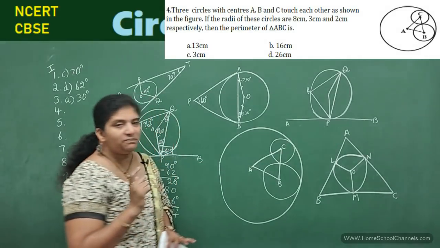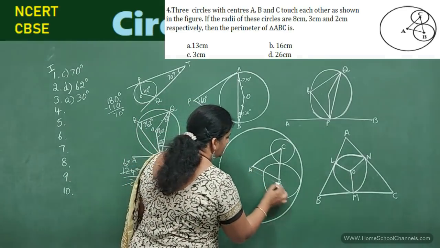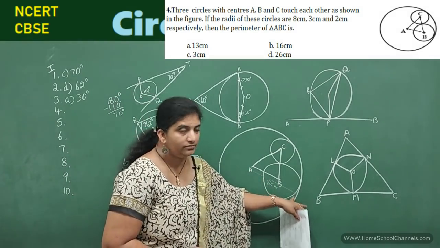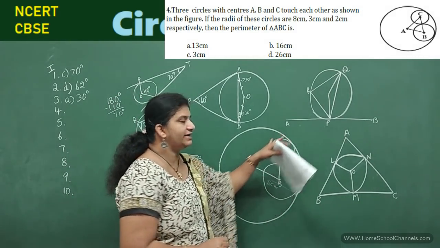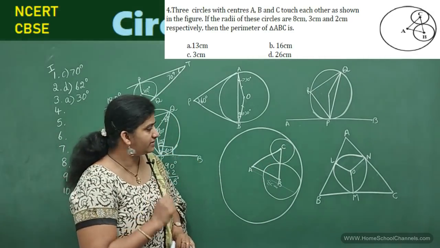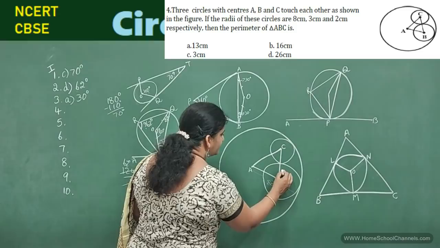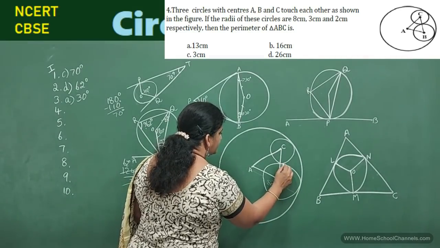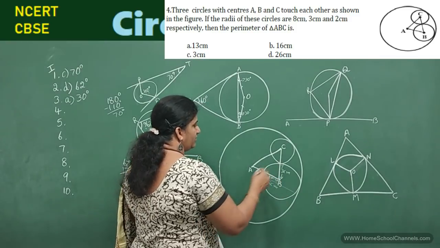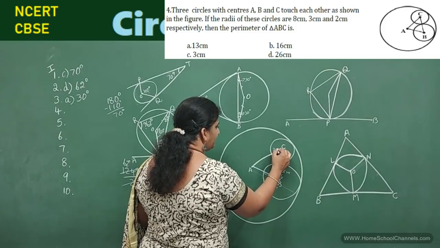Which might be 8 centimeters radius? A. I think this radius will be 8 centimeters, from here to here or here to here. And next, 3 centimeters. Which circle can you see? This is smaller, so I cannot say this is 3. This one is 3 centimeters, from here to here, and you can see this side also 3 centimeters. And next, coming to 2 centimeters, this is the circle.